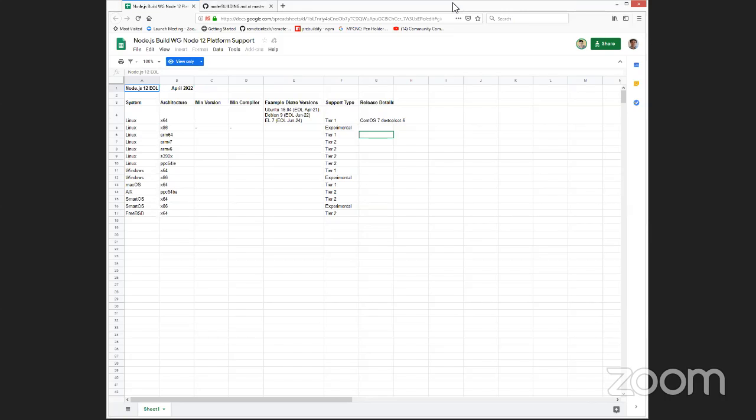Now, if you look at some of the life cycles, for instance, I've put in the top one there in Linux x64. I've put in some proposed example minimum distros that we would support, and then the EOLs for them.